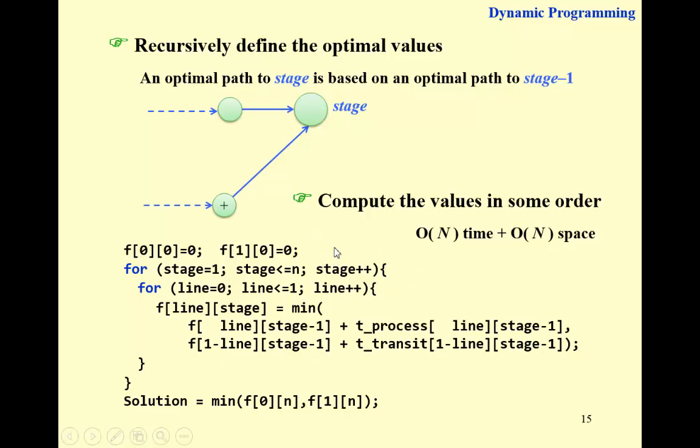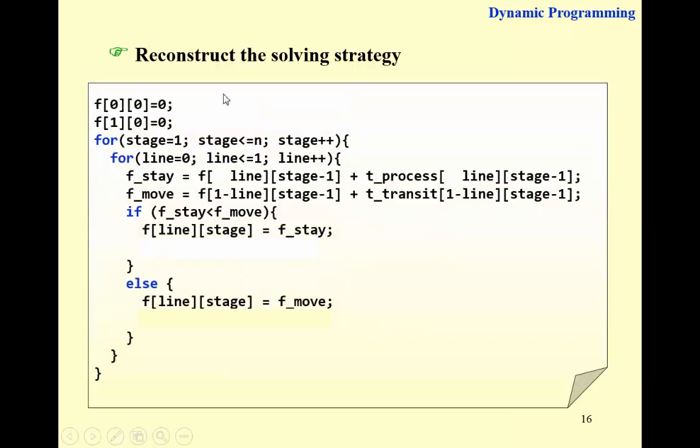Okay, finally, step 4. If we are asked to reconstruct the solving strategy, what do we do? Well, this is basically the same code that we copied from the previous page. The difference is only that we temporarily save the 2 situations here. fStay stores the result we obtained from the same line, and fMove stores the result we obtained from jumping from the other line. And if stay is smaller than move, then we store stay. Otherwise, we store move. So this part is for calculating f.